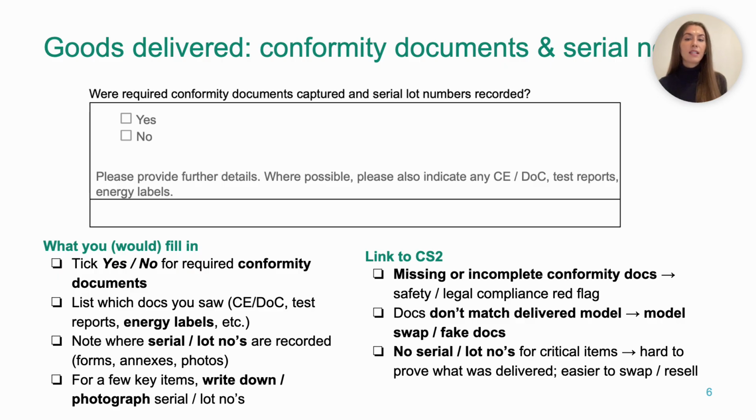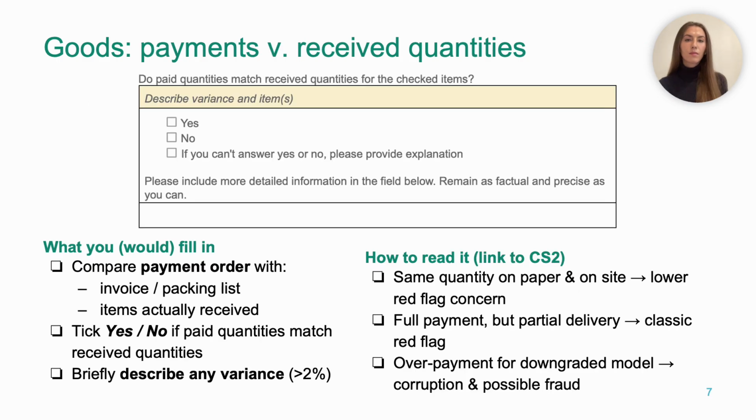But when we combine this slide with the previous one, we get a very solid picture of goods delivery versus payment. What was ordered, what arrived, whether it is compliant, and whether it can be traced. So all of that feeds directly into spotting corruption scheme 2 in goods contracts. Here we now zoom in on the money side of the goods story.